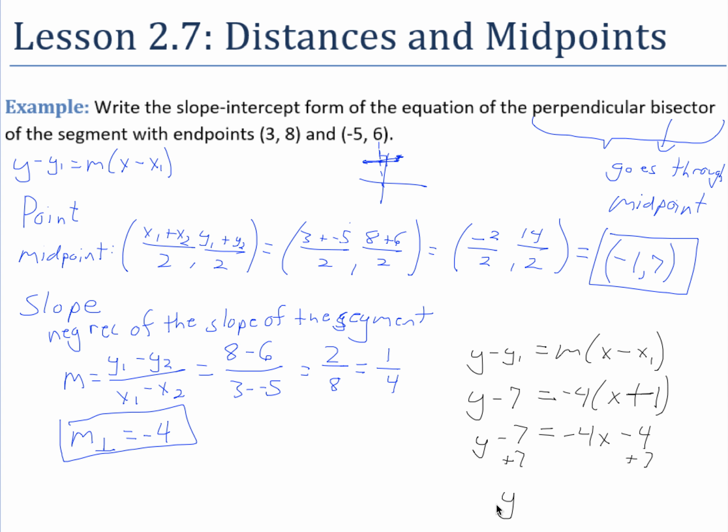And the equation of the line in slope-intercept form, that is the perpendicular bisector of the segment that goes through 3, 8 and negative 5, 6, is y equals negative 4x plus 3. So it's a good problem because we had to remember how to find midpoint, slope, and that the slope of a perpendicular line is the negative reciprocal, and then we had to make an equation of the line out of that.